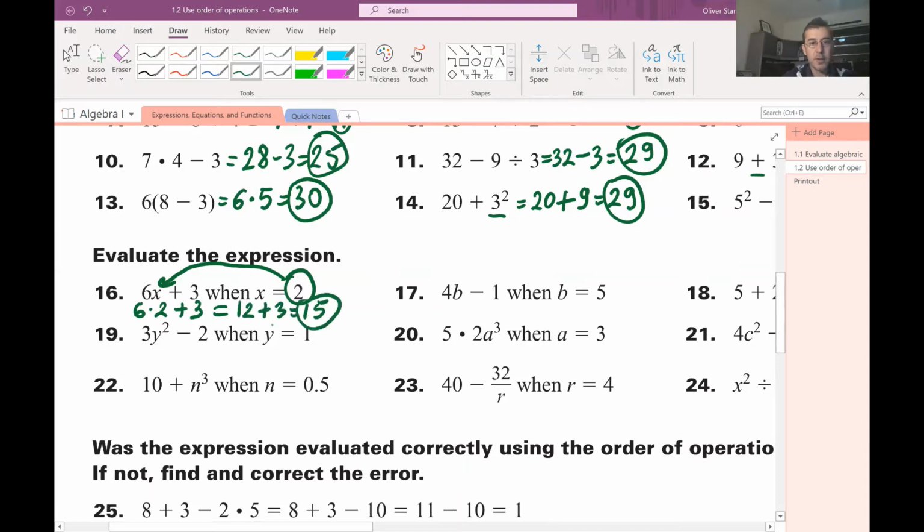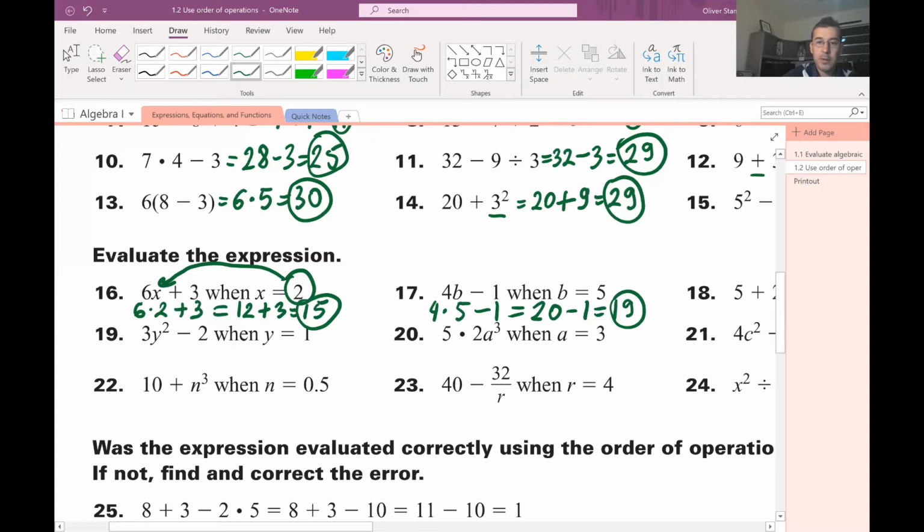15 is the answer. Next one, 4 times b minus 1, where b is 5. So 4 times 5 minus 1. Multiplication is done first. So 4 times 5 is 20. Minus 1, 19.